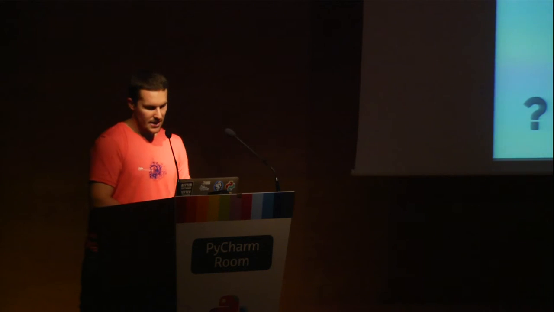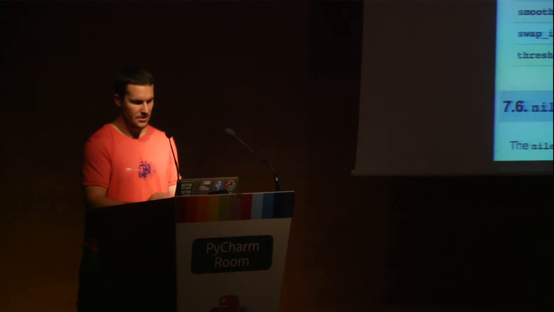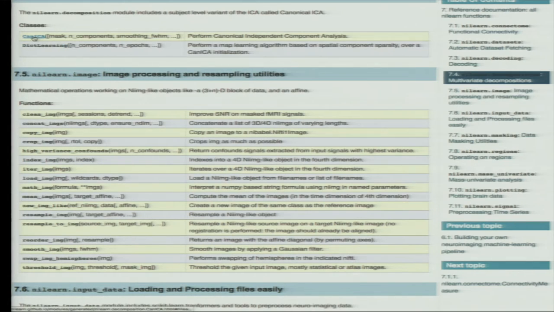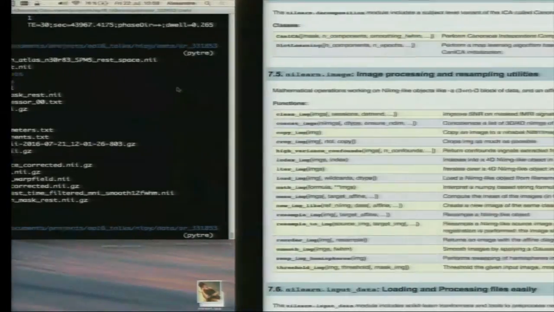So with Nilearn decomposition, you can perform ICA, which is independent component analysis. It's called canonical ICA. And also dictionary learning, and you can use this to extract these resting state components of the functional image.